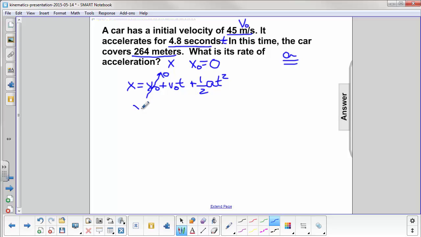So let's start the algebra. We'll put v0t on the other side by subtracting it from both sides, and that equals 1/2 at squared. Let's multiply this side by 2, so we have 2 times x minus v0t, and that is equal to at squared.